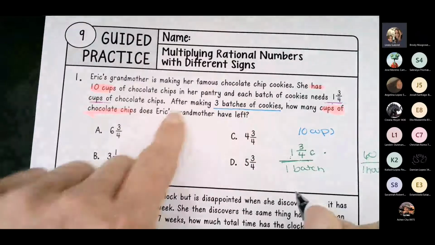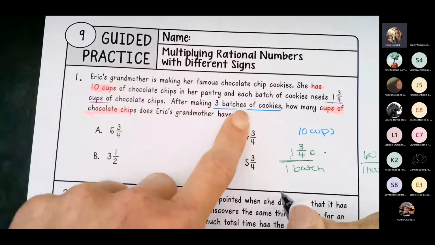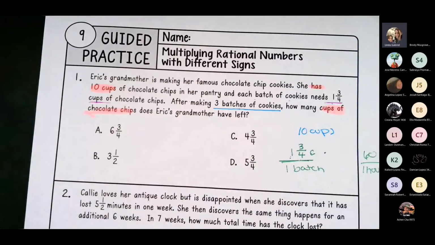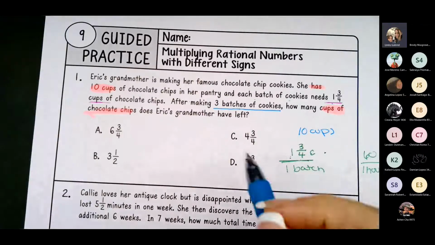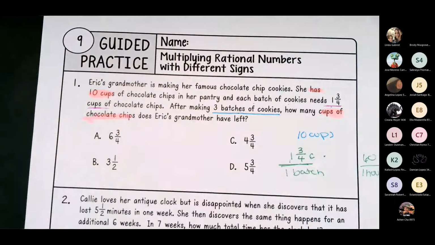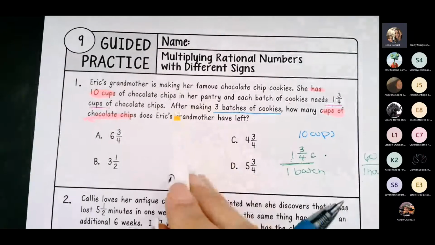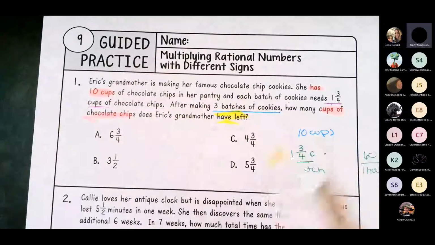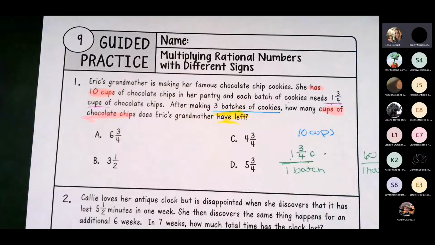Okay, and now we know that she's made 3 batches of cookies. And then it says, how many chocolate chips does she have left? So we're going to section this. First, we're going to find out how many she used. Quick question, quick answer.